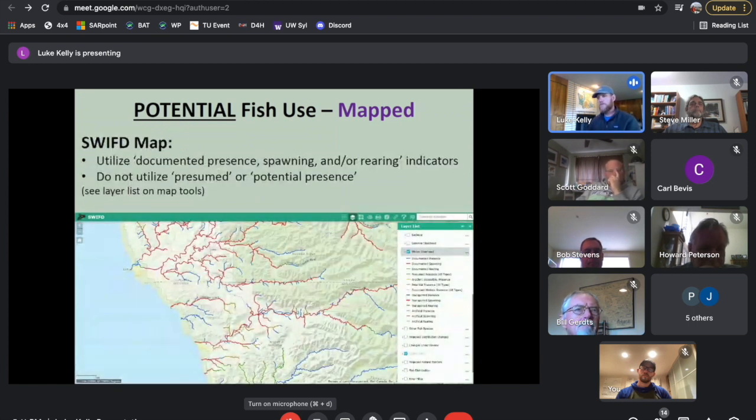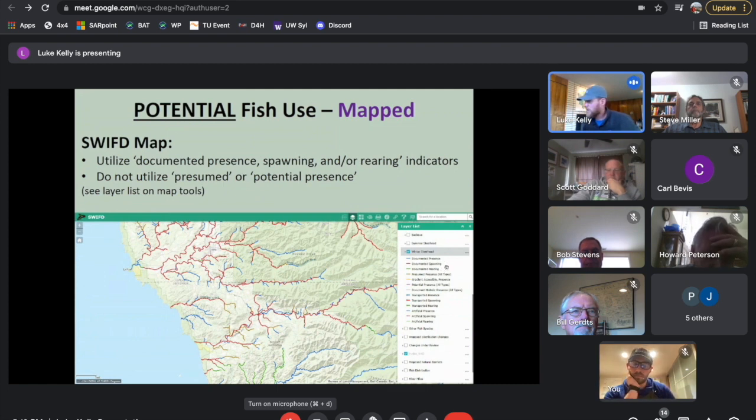Moving on, just some examples of each of those resources. By the way that they're presented, the Swifty was first, and you have the link there. But basically, there's layers on this map, and you really want to use the documented layers, or really the key. So they're all shown here. It's kind of hard to see. I don't know if you can see my cursor. Yeah, you can, it looks like. So you see the documented presence, documented spawning, documented rearing. The blue, maroon, and green colors are what we're looking for.